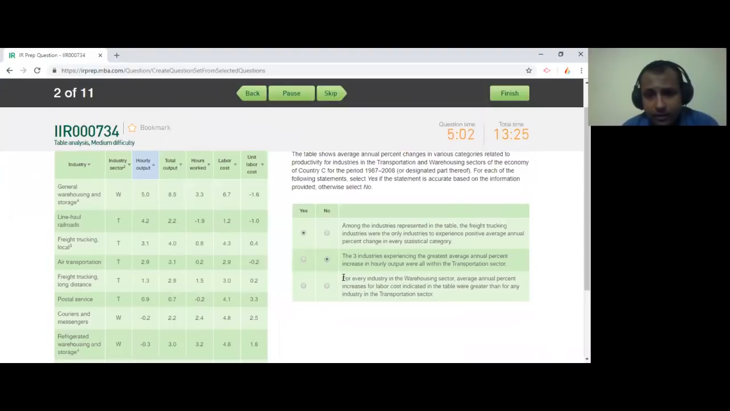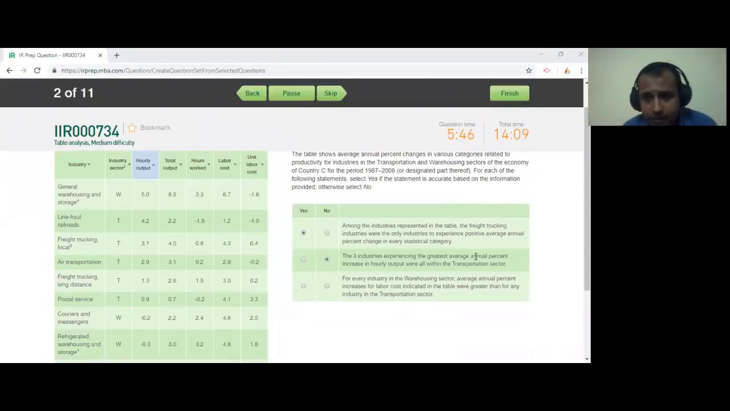Similarly, let's see for the last one. Every industry in the warehousing sector, average annual increase for labor costs. Okay, Pranita is asking, is that already the average, the hourly output column? Okay, let me just go to the problem once more.